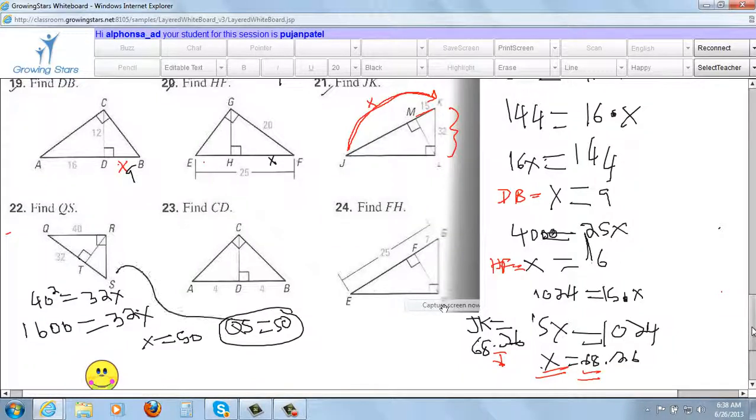Now, CD. Very nicely they've given you a perfect square there. X squared equals 16, so x equals 4. Or CD equals 4. And the last one there, FH. H is here. Yeah, okay.